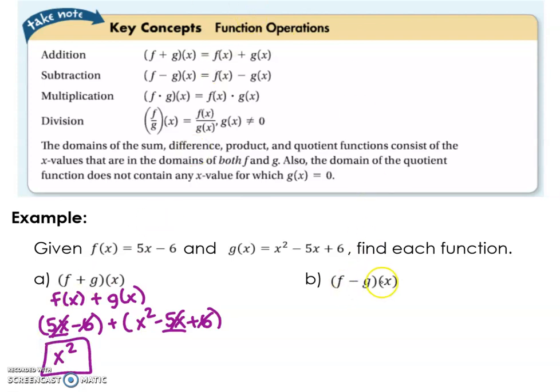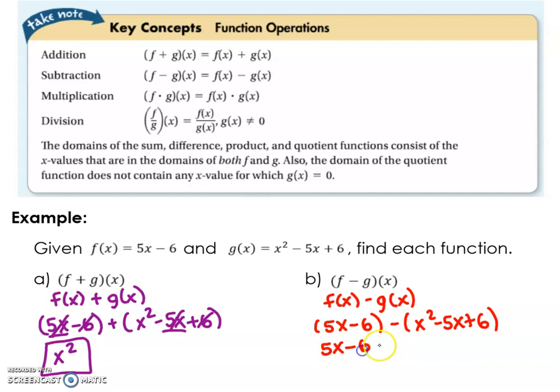In the second example, f minus g of x, we're just going to take f of x minus g of x. So our f of x function is 5x minus 6. Our g of x function is x squared minus 5x plus 6. Because we're subtracting, we want to make sure that we distribute this negative to everything that comes after it. So if I drop the parentheses, this is going to be 5x minus 6, and then if I distribute, this is going to be -x squared, this is going to be positive 5x, and then lastly we'll have -6.